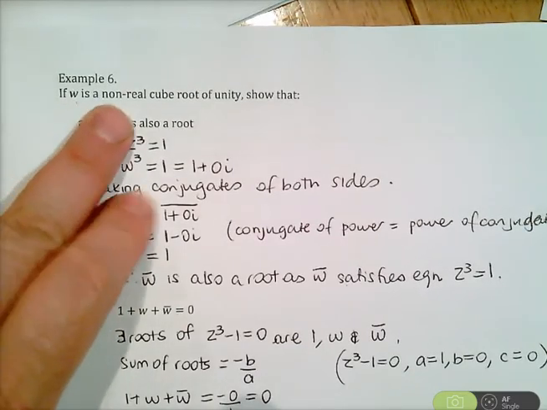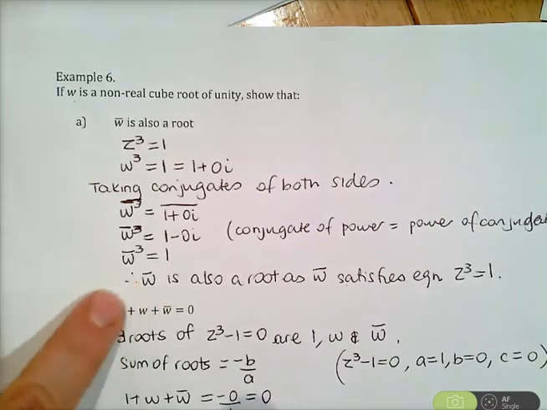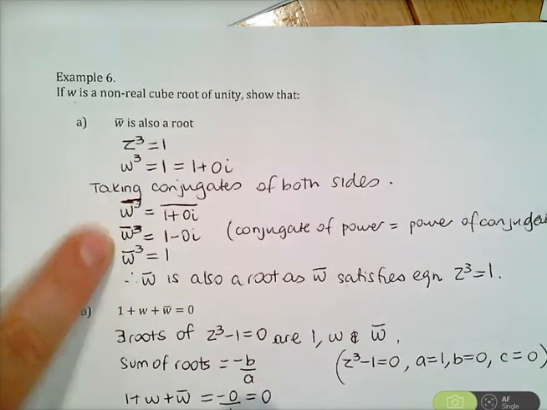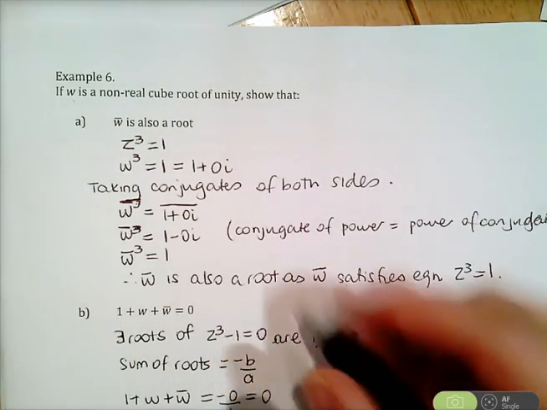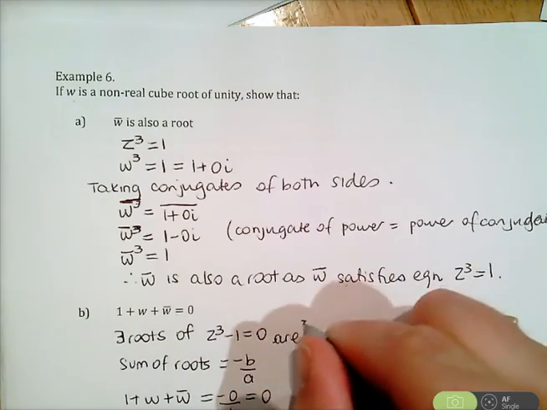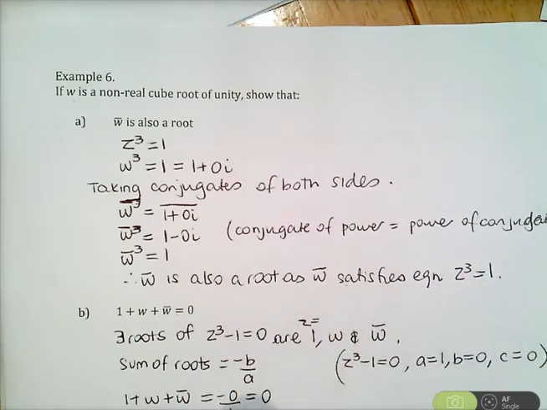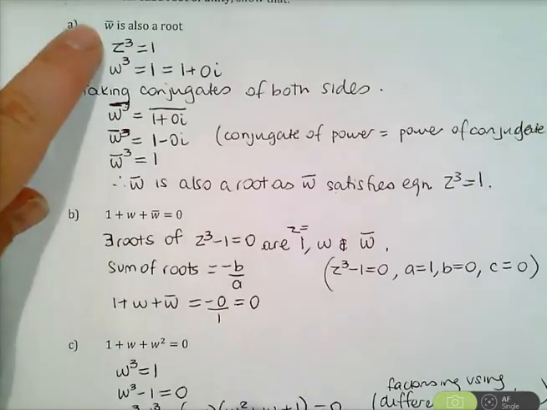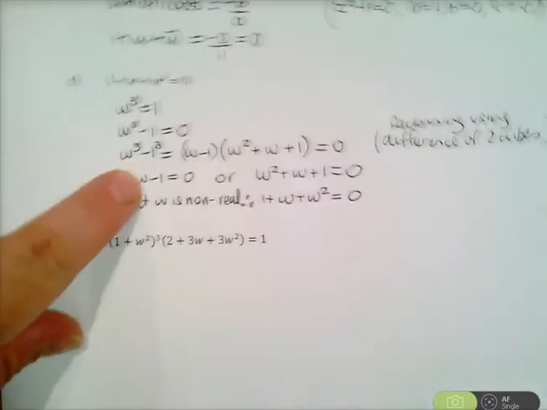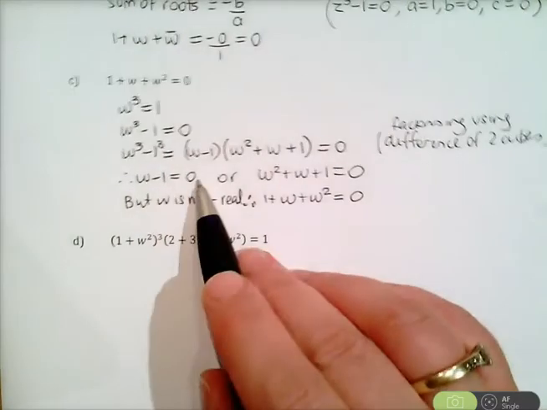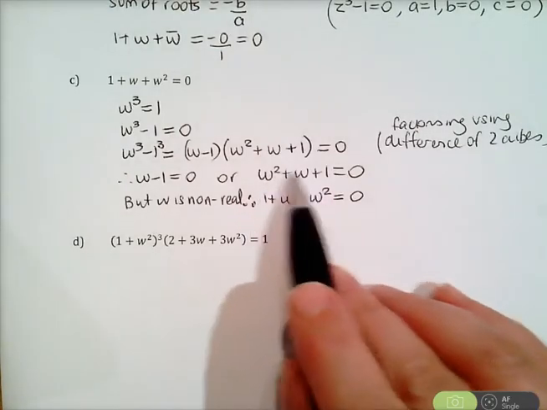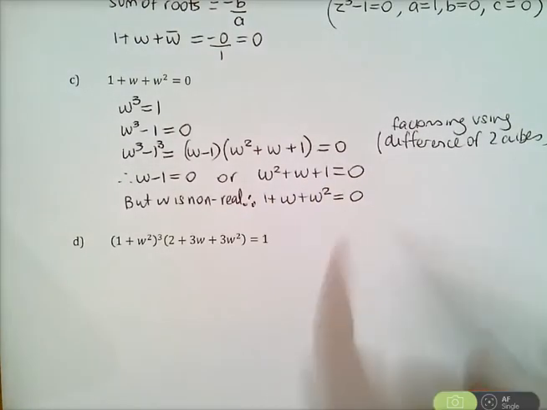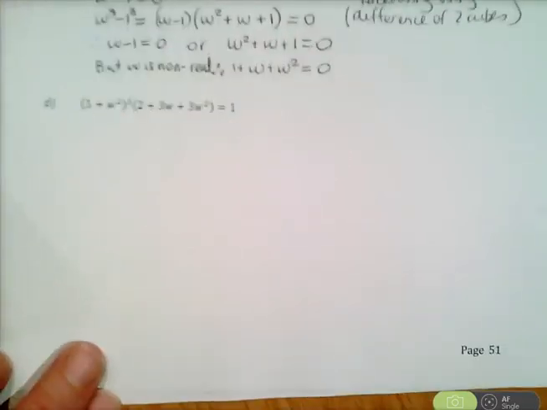We've got w is a non-real cube root of unity. I know that one of my roots is z equals 1. So the three roots of z cubed minus 1 equals 0, I'm just going to write, are z equals 1, w, and w bar. w is the non-real cube root, so I can't say that w equals 1. But w is non-real, therefore w squared plus w plus 1 equals 0. It's really important that you say that.